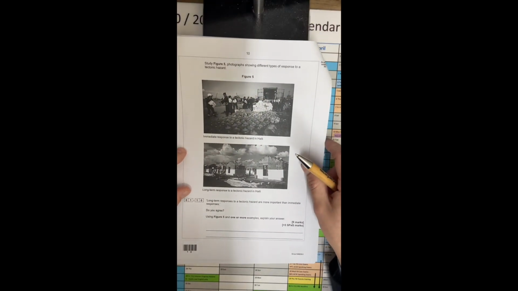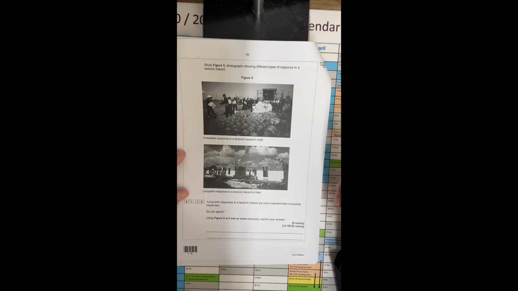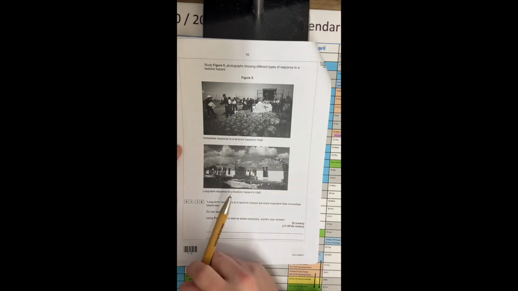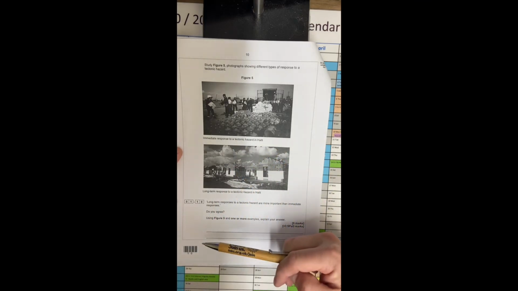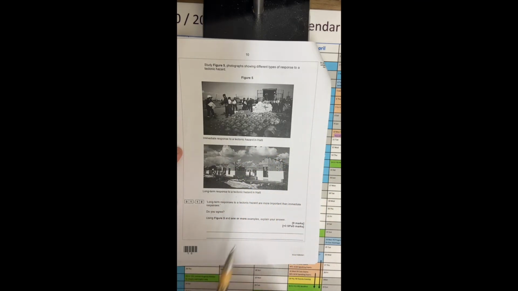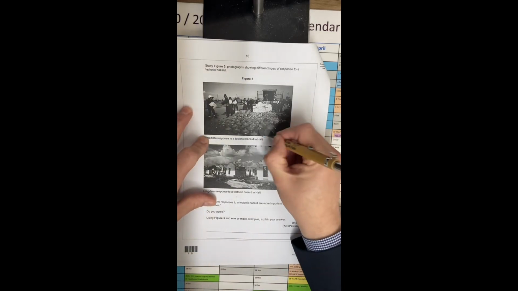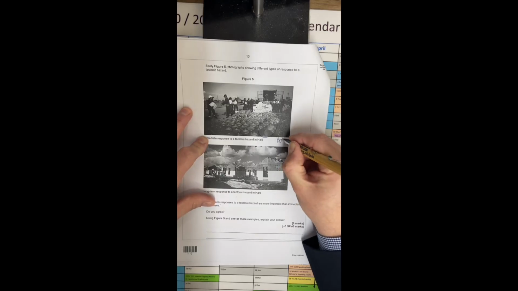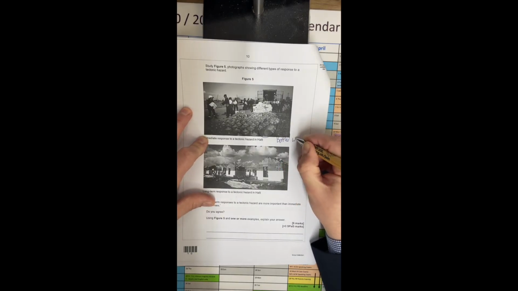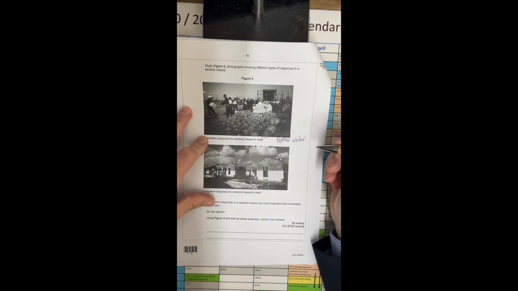Okay, here's a big one, and there will be this big one or a similar big one in your test. So we got two figures here. All right, it's about a tectonic hazard. In this case, it's an earthquake. Immediate responses, long-term responses. Okay, firstly, what can you see? Well, we got bottled water. That's useful if you've not got any clean water. It will keep you alive.